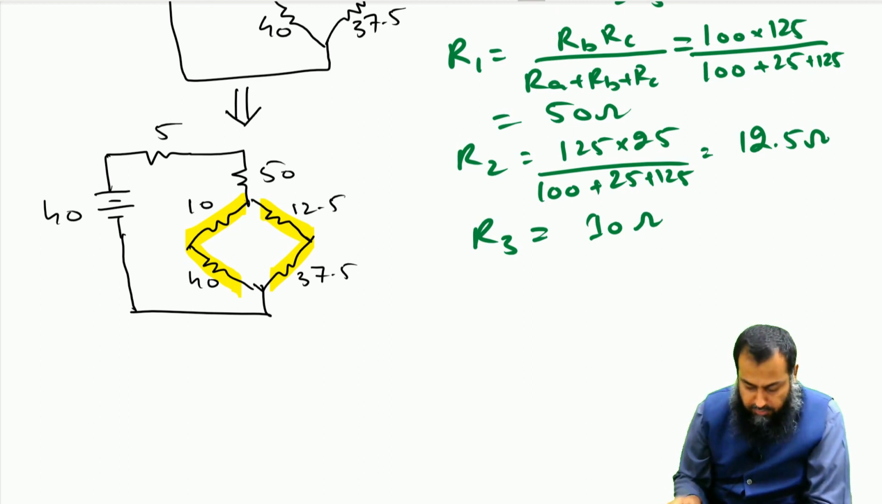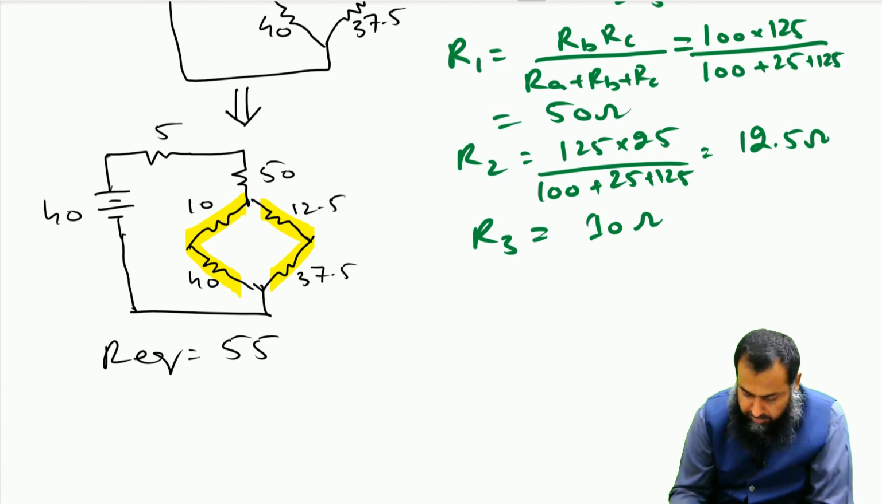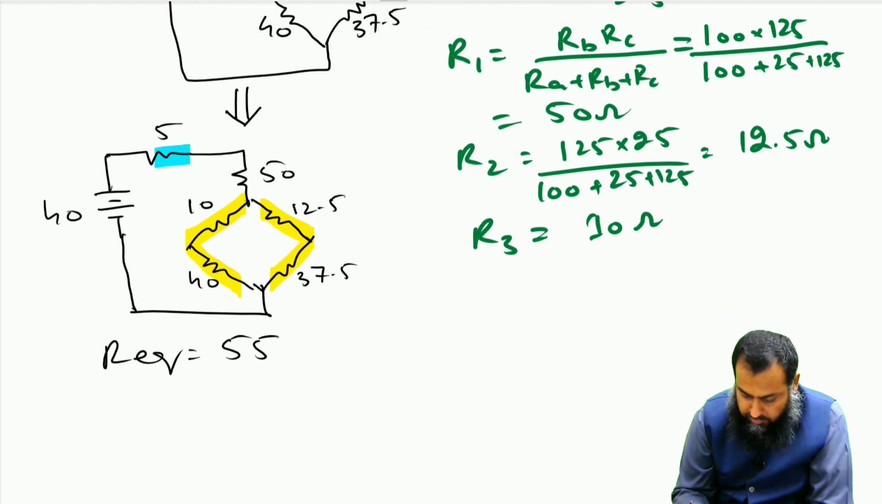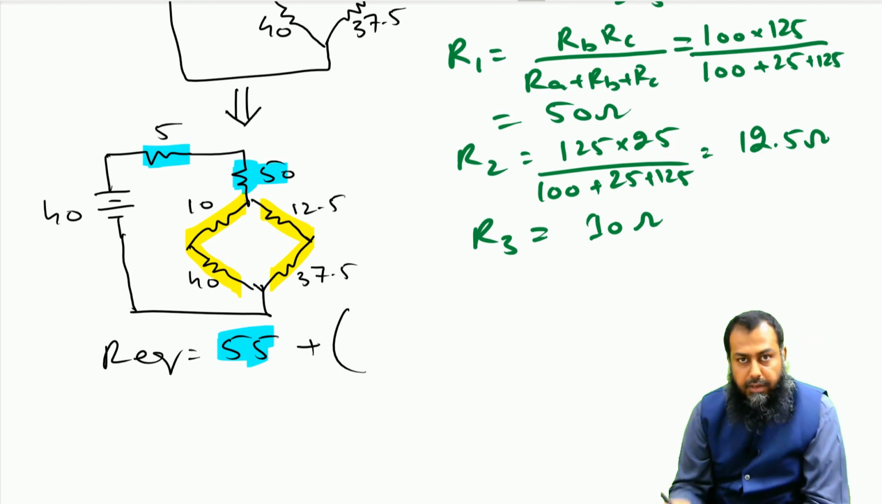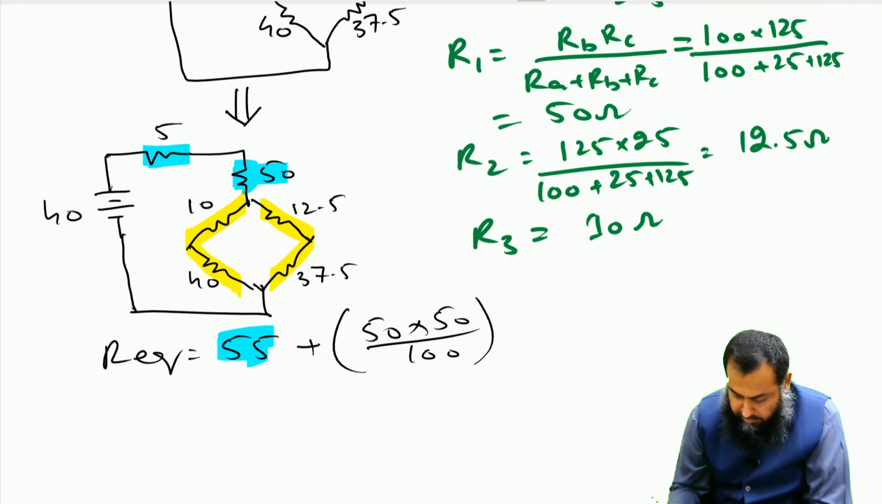So if I solve this particular circuit, then R equivalent is equal to 55, which comes from the summation of these two resistance values. So this 5 ohm and this 50 ohm are combined together into this 55 ohm value, plus then we have this 37.5 and this 12.5 making a sum equal to 50 ohm. This 50 ohm resistance with this 50 ohm resistance divided by 100 gives me 25. So 55 plus 25 gives me an equivalent resistance of 80 ohm.